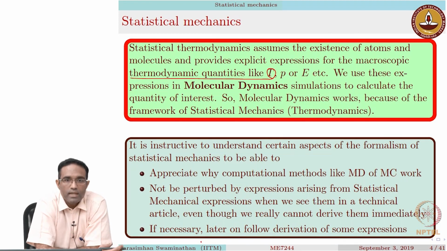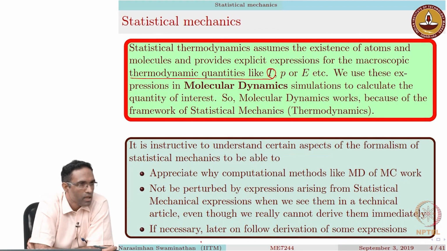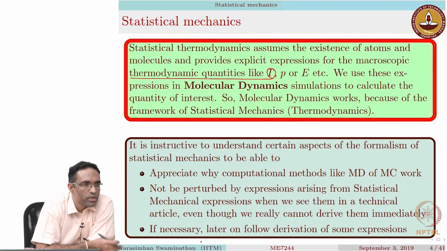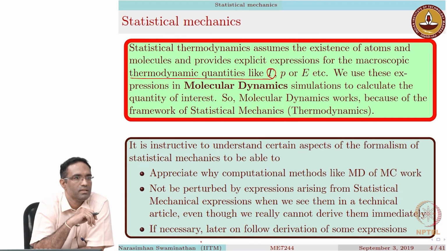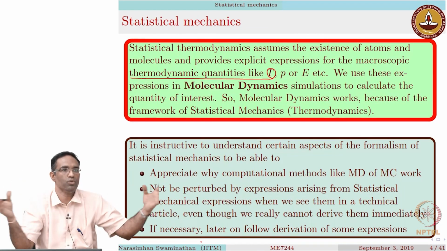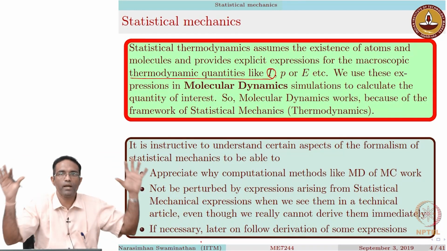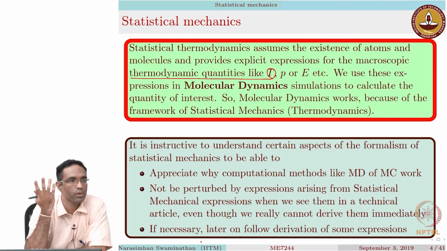Okay. For example, if you have a system comprising a large number of atoms at a particular temperature T, and all of them are interacting with each other in some way, then, okay, let us say it's not interacting with each other. So maybe an ideal gas, argon gas, is there inside this room, right? And the entire room is actually isolated from the surroundings. So it's an isolated system.